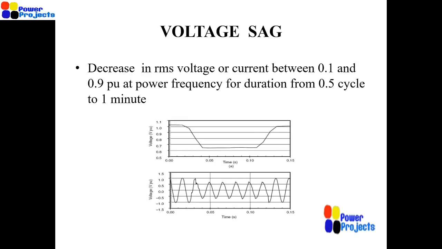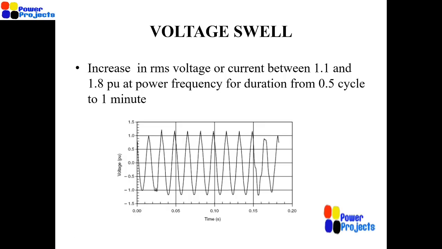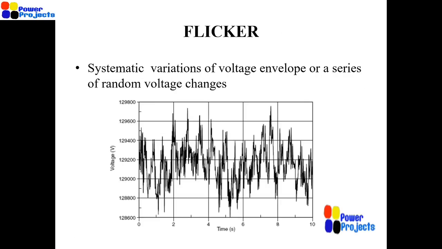Sag, that is a reduction in voltage. You can see the RMS value at the top and the sinusoidal wave in the image below. There is a reduction in RMS values for a few cycles. That is sag. Swell is an increase in voltage for a duration, and then flicker. Nowadays everybody is talking about flickers, especially for wind farms, and you may use simulation software like DIgSILENT PowerFactory to analyze these flickers.